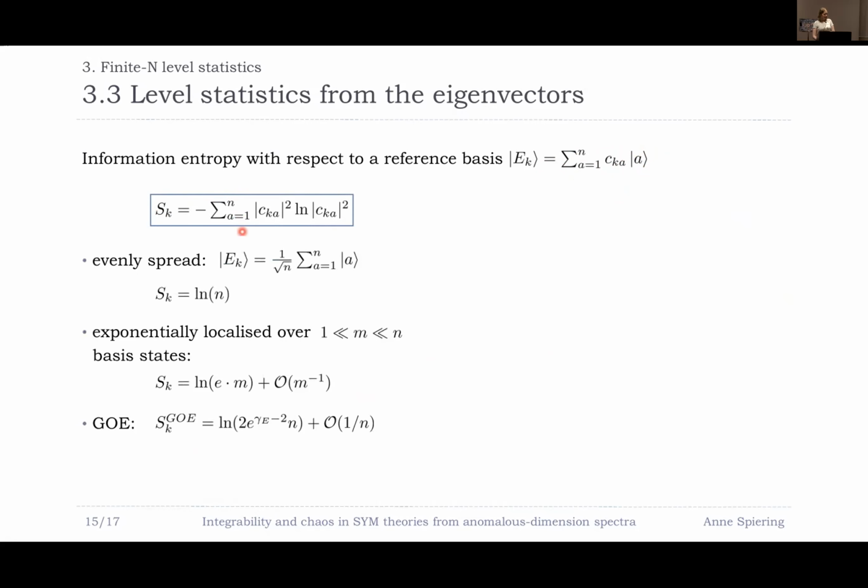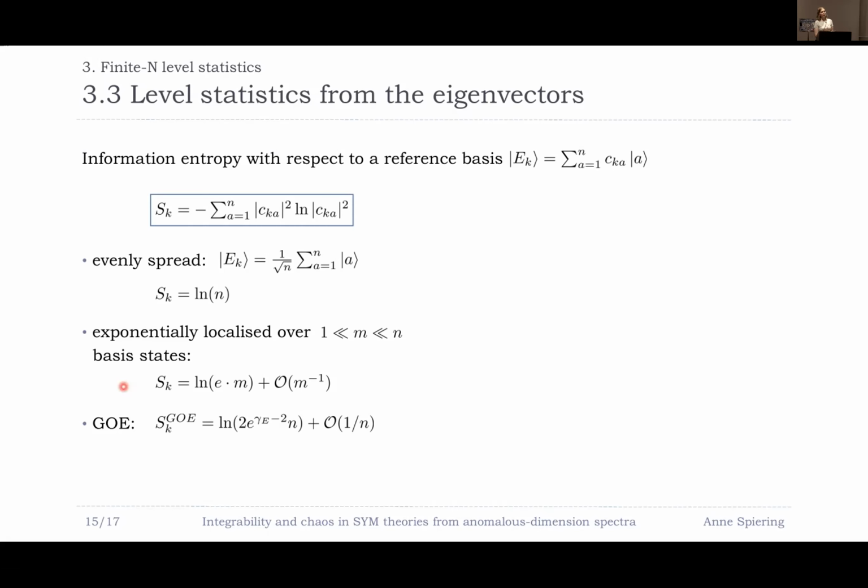I'll probably be a bit quicker here, but if you have an eigenstate that is evenly spread over the whole basis, so those C's are just constants, then what you find is that the information entropy is just the log of the size of the spectrum. If the state is exponentially localized over a certain number of states in the spectrum or in the basis, then what you find is that the information entropy is the log of the E times the number of states it is localized over. And so the information entropy gives you a measure of over how many basis states the eigenstate is localized.